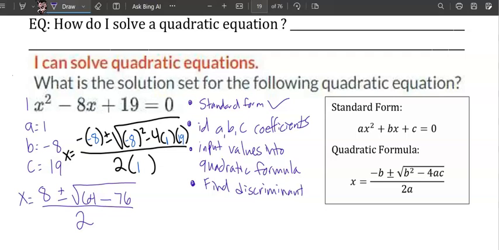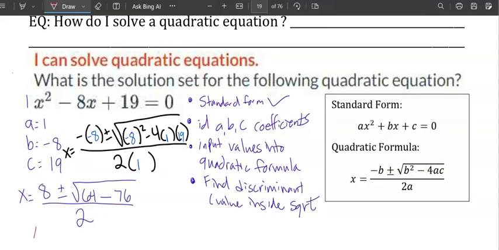So from there you will find the discriminant. The discriminant is the value inside the square root. So we'll rewrite it. We have x equals 8 plus or minus the square root of negative 12 all over 2.